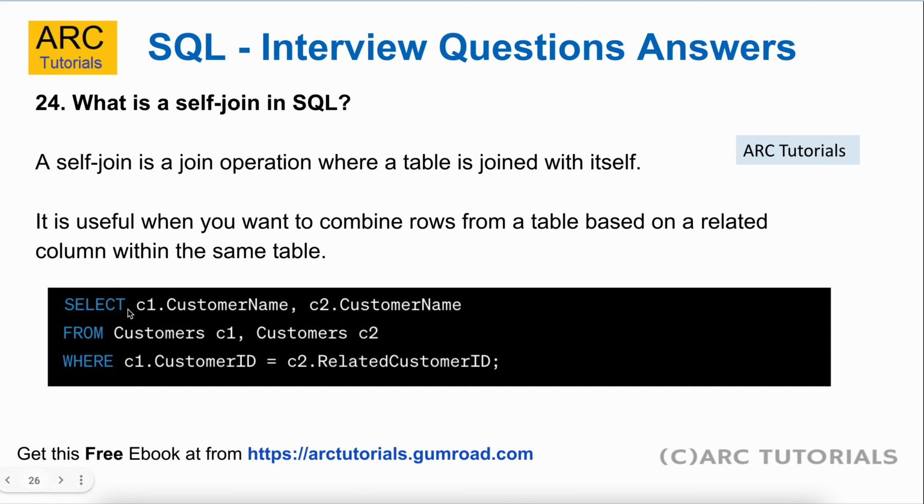So you have select c1 dot customer name, c2 dot customer name. From the table name, it is the same customers, but I'm using an alias which is c1 for it. And the same table again, customers, but the alias is c2. So here you are joining based on two columns, but from the same table. So this is an example of self join in SQL.